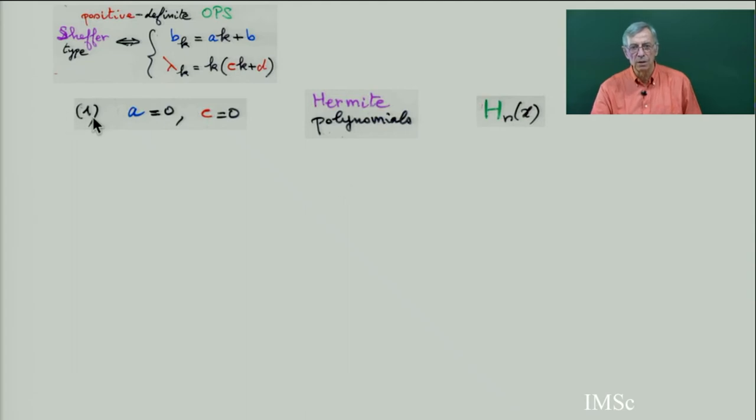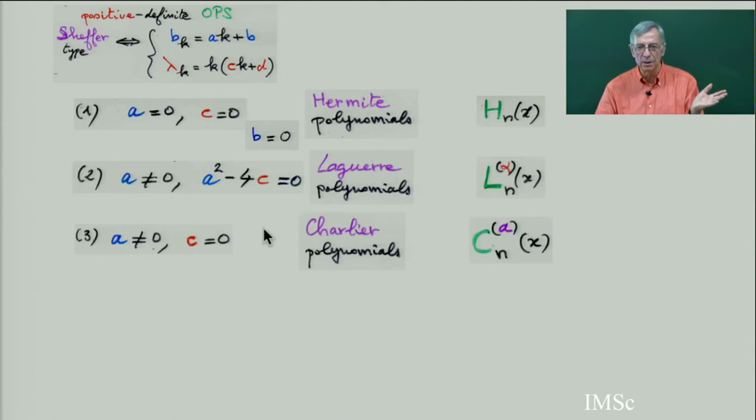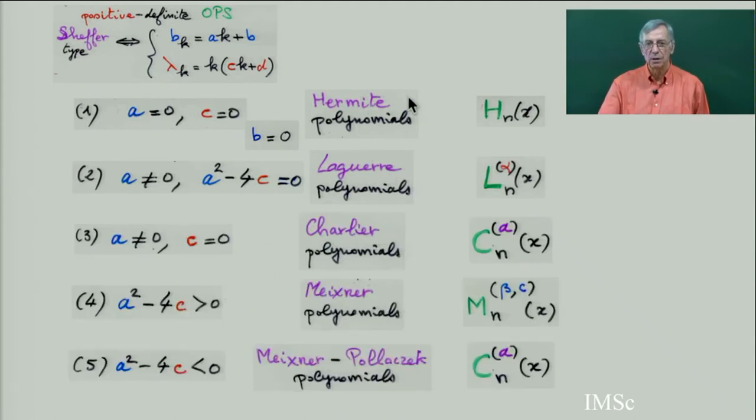There is a classification: there are five possible Sheffer polynomials. If you have A equals zero, and C equals zero, and also B equals zero, then you get the Hermite polynomials. And then the four other cases with A different from zero. The case with B non-zero has an analog which is called the big q-Hermite. It should be included in the five different cases. But in real analysis, you distinguish between positive, negative, etc. And this gives you five Sheffer orthogonal polynomials. But I will forget the analysis and do everything formally.